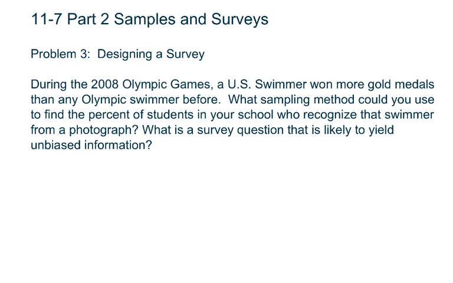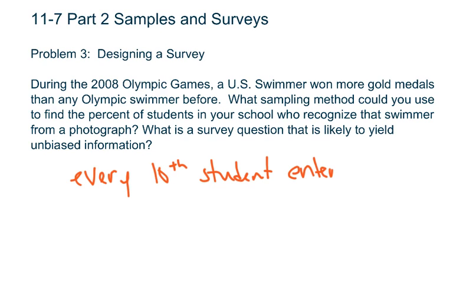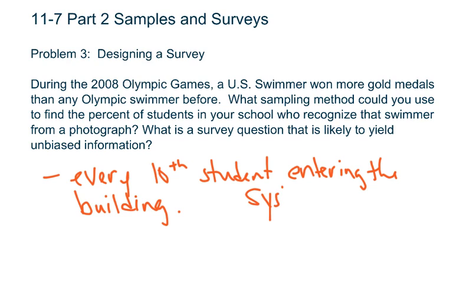Well, one way of sampling the students is to question every 10th student who enters the school building in the morning. This is a systematic sampling, anytime you have a system for how you do the sampling. So we could do every 10th student entering the building. That's not the only way we could do it.